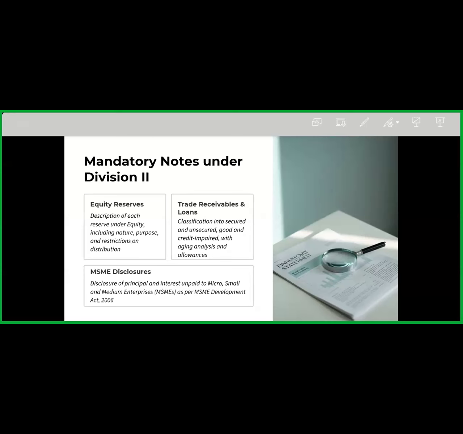If the company raises share premium, then they will have the reserve. All these things should be clearly mentioned on the equity side. What Division 2 of the Companies Amendment Act wants is a clear note, that is, a clear classification of all the equities.